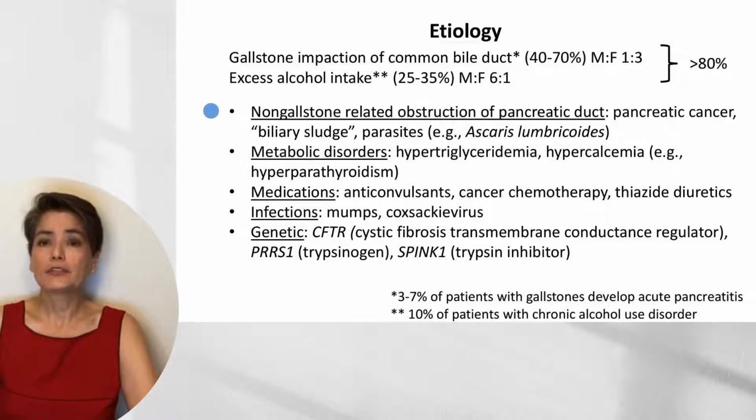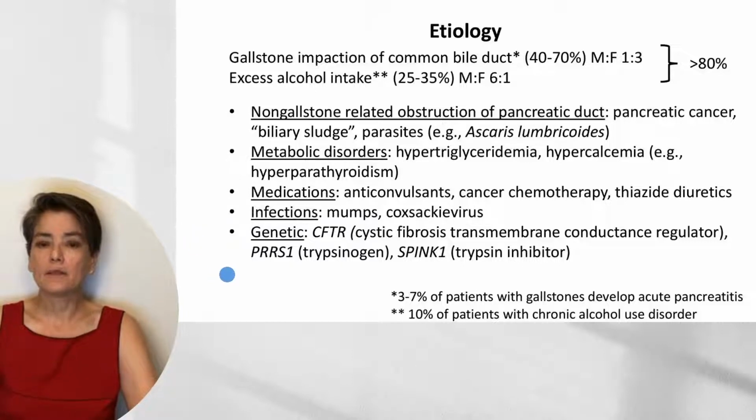Now, in addition, there are some other mechanisms that you should be aware of. So we can get other obstruction of the pancreatic duct, which is not related to gallstones. This can be pancreatic cancer, biliary sludge, or parasites such as Ascaris lumbricoides. There are a variety of metabolic disorders that are associated with acute pancreatitis, such as hypertriglyceridemia and hypercalcemia, for example, due to hyperparathyroidism. In addition, there are a variety of medications, such as anticonvulsants, some cancer chemotherapies, and thiazide diuretics that can cause acute pancreatitis. And you should be aware as well that there are some infections, such as mumps and Coxsackie virus, that can lead to acute pancreatitis.